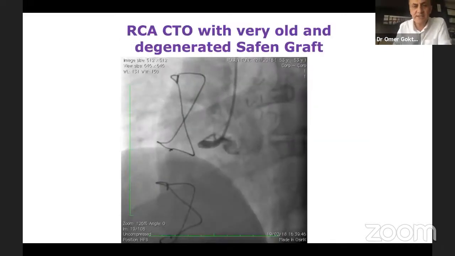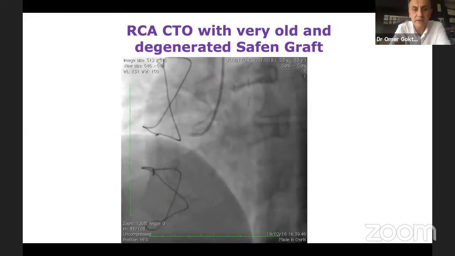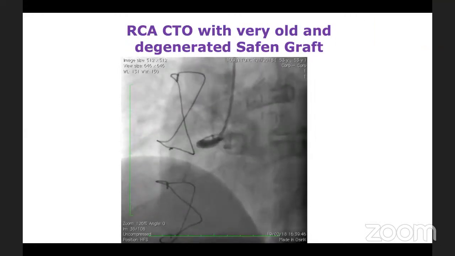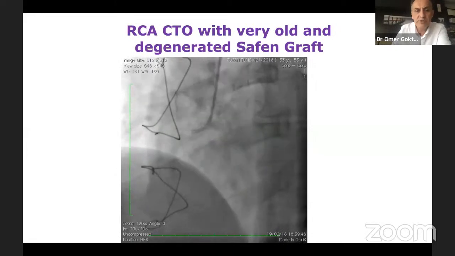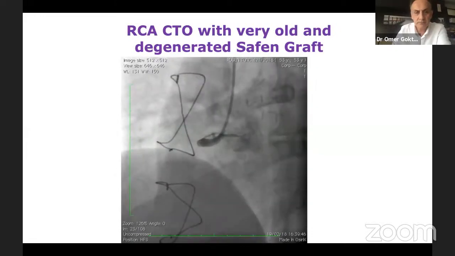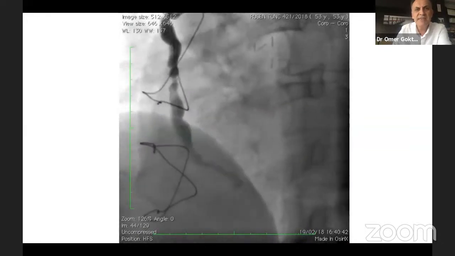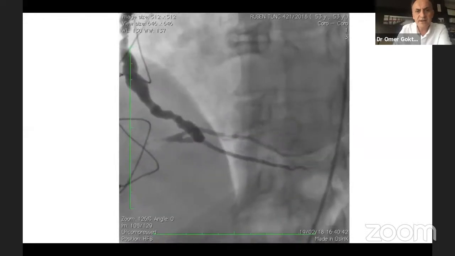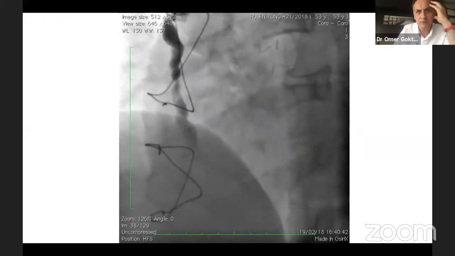So, last slides, I'll talk about using graft as a collateral. This is very nice, actually. People use it a lot now. So this is RCA occlusion. We have a very ugly, very diseased RCA, right? It's almost subtotal occlusion. So it's a nice RCA, but we have subtotal occlusion. This is an 8-year-old graft.